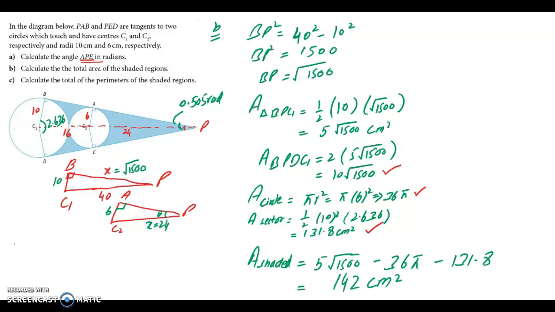Similarly, you can work out part C. Try doing this one. Since you just need to find the perimeter, you're supposed to know this arc length and this side length and this side length. You already know the sides, so just calculate the arc length and you will be able to find the perimeter.